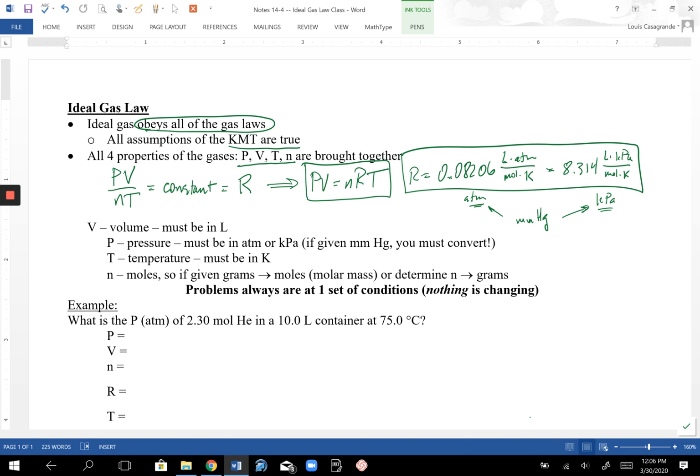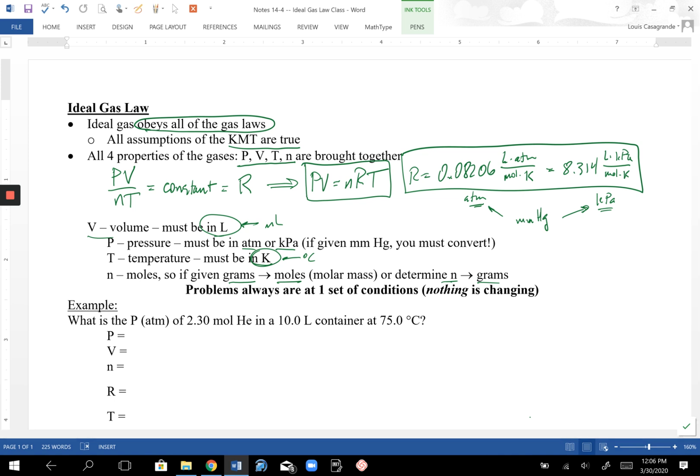According to the units, the volume must always be in liters. So if I give you milliliters or anything else, we have to convert to liters. The pressure, as I said, is in kPa or atmospheres; convert if you're given millimeters of mercury. The temperature is always in Kelvin, so degrees C always get converted to Kelvin. The number of moles of the gas is N, so if you're given grams, convert to moles using molar mass. On the other hand, if I ask you how many grams there are of something, determine the number of moles first, and from that, determine the number of grams.